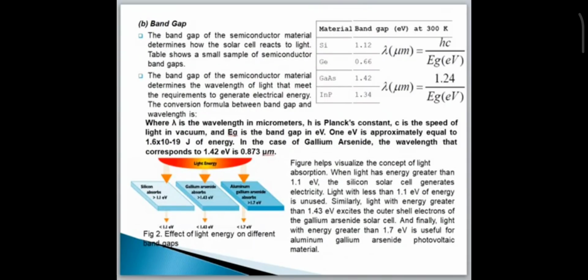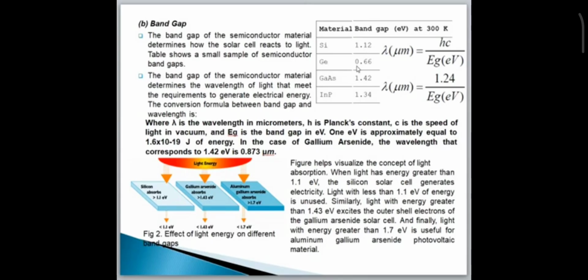Next, we will discuss the band gap of the material. The band gap of the semiconductor material determines how the solar cell reacts to the light. Table shows a small sample of the semiconductor band gap. The band gap of the silicon material is about 1.12 electron volt at 300 Kelvin.